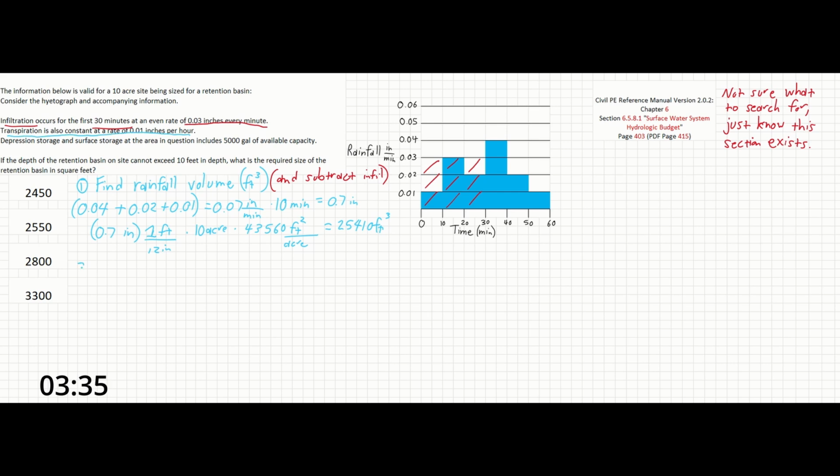Next on the list is our transpiration. We can see that this is just a constant at a rate of 0.01 inches per hour. So all we have to do here is write down that value of 0.01 inches per hour, but the hyetograph is 1 hour to begin with, so it's really just inches, and perform the same unit conversions that we did to get the rainfall volume in cubic feet. And that's going to give us 363 cubic feet.